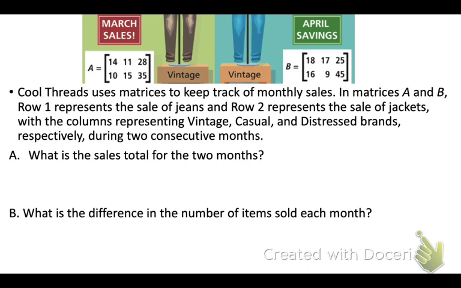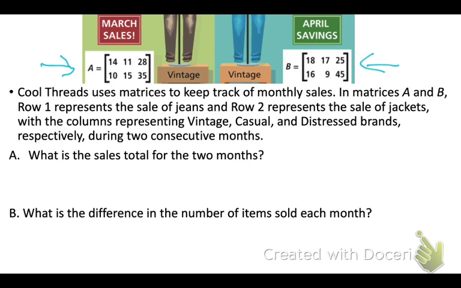Cool Threads uses the matrix above. You see these two matrices up top? We have vintage March sales on the left and vintage April sales on the right. To keep track of their monthly sales, matrix A and B, row 1 represents jeans, row 2 represents jackets, just like before, with the columns being vintage, casual, and distressed.